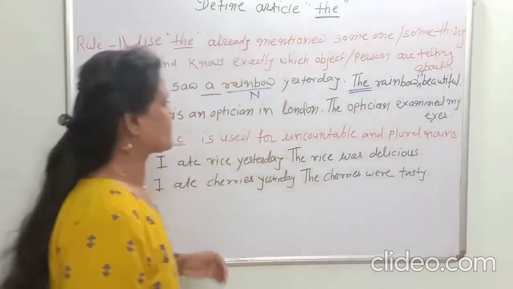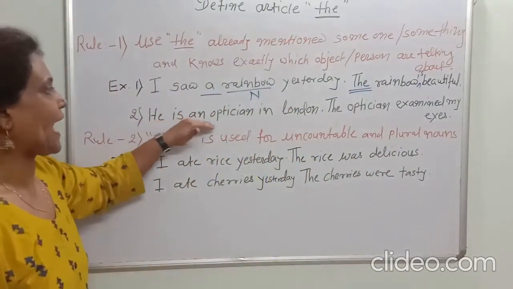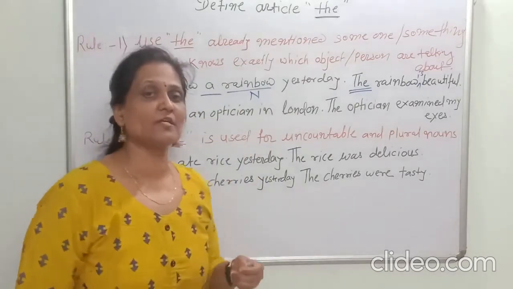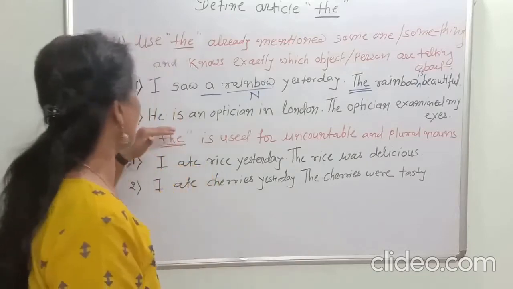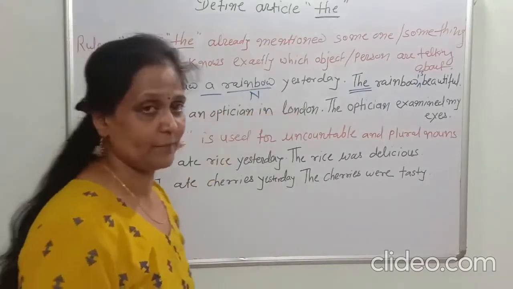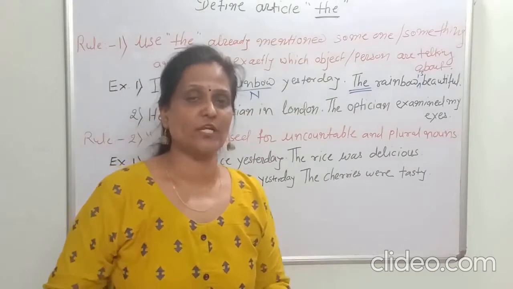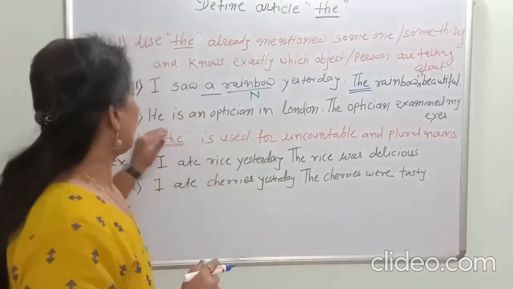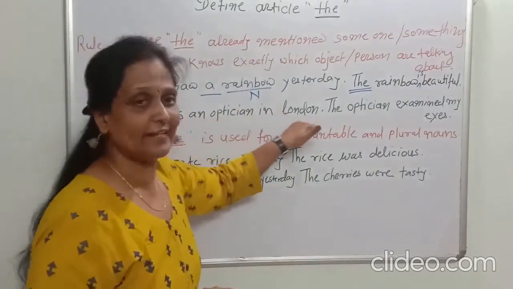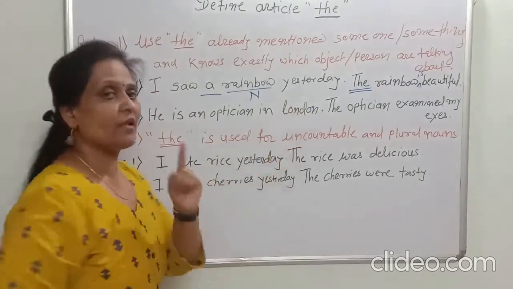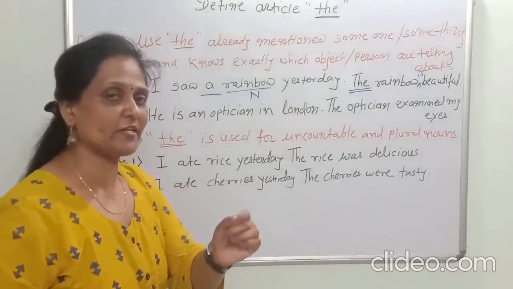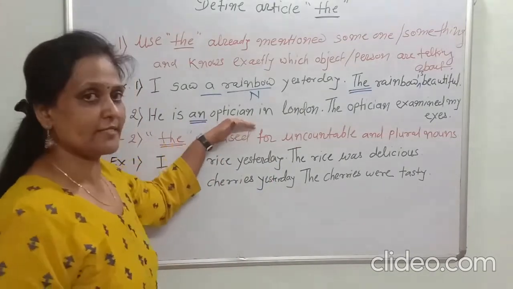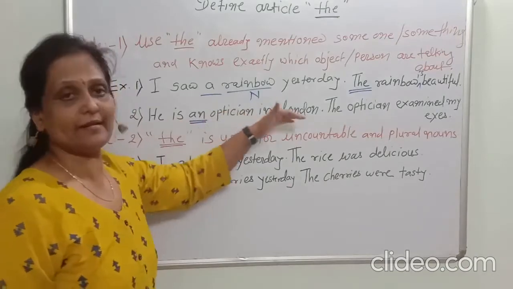Next: He is an optician in London. This sentence also was taken in the earlier videos when I taught you the article. He is an optician in London means the first time I mentioned the optician, the person. So in this first sentence, I mentioned the optician for the first time, so I use an here. Optician is also singular.